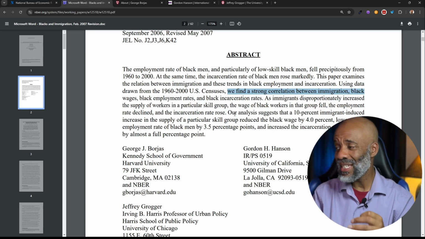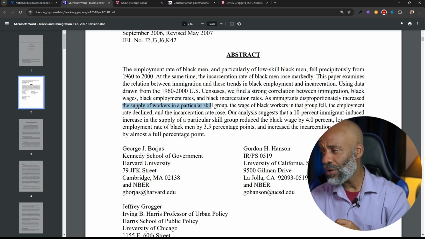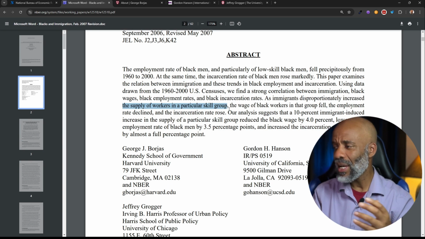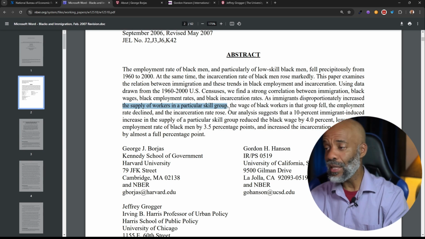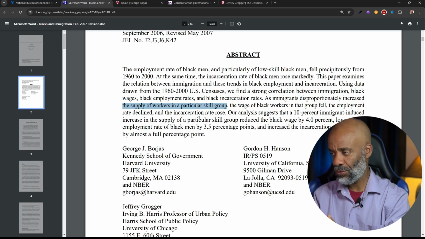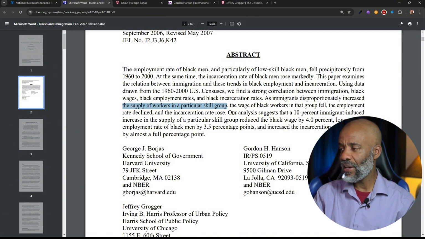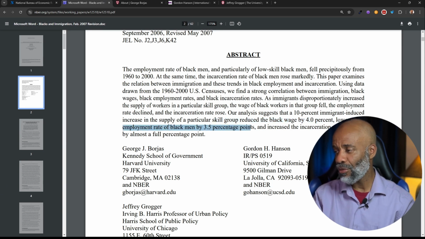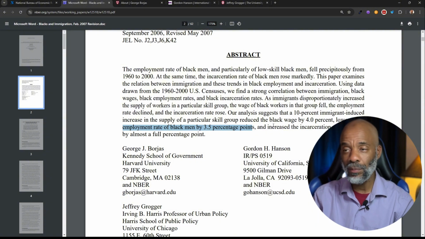As immigrants disproportionately increased the supply of workers in a particular skill group, the wage of black workers in that group fell, the employment rate declined, and the incarceration rate rose. Okay, and then he says that our analysis suggests that a 10% immigrant-induced increase in the supply of a particular skill group reduced black wage by 4%. It lowered the employment rate of black men by 3.5 percentage points, and it increased the incarceration rate of blacks by almost a full percentage point.